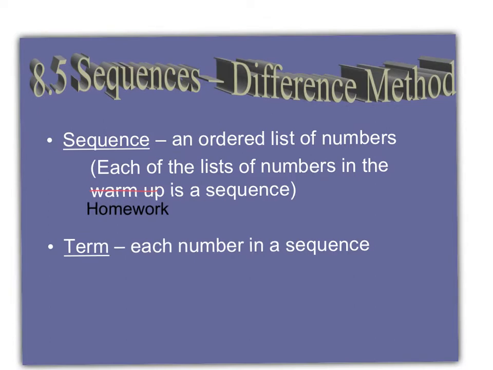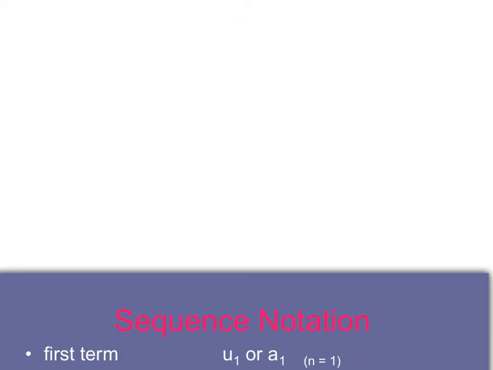When you're talking about the terms in a sequence, you could refer to the first term, the second term, and so on. And there's a notation that actually goes along with this, so that instead of writing out the first term, those words, you could actually use a shorthand notation. That notation is often referred to as sequence notation.